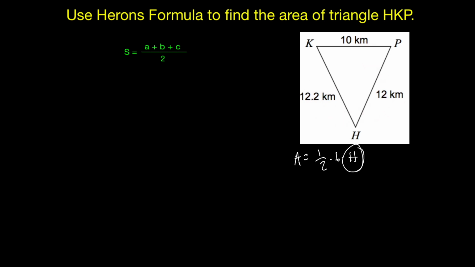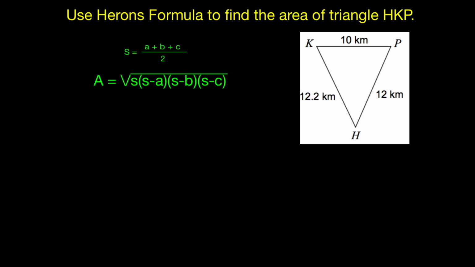However, we do have all three sides, and to apply Heron's formula, we're first going to calculate this term S. S is calculated by adding all three lengths, A, B, and C, and then dividing by 2. After we calculate this quantity S, we're going to use it to find the area by applying this formula. So let's begin by labeling all of my sides. I'm going to make 10 A, I'm going to make 12.2 B, and I'm going to make 12 C. You can label the sides however you want. This is just the order that I chose.